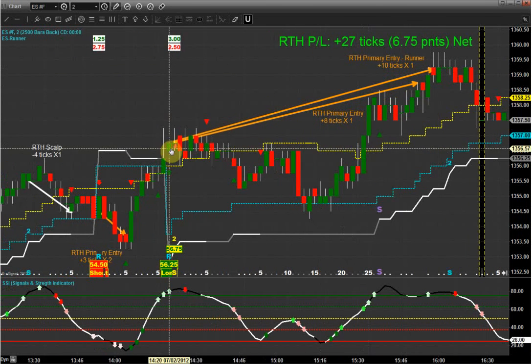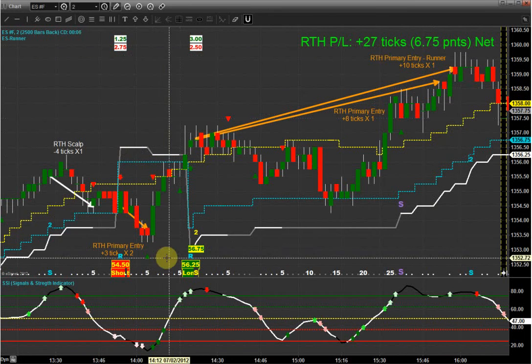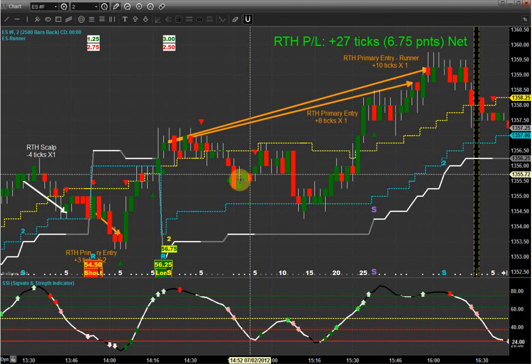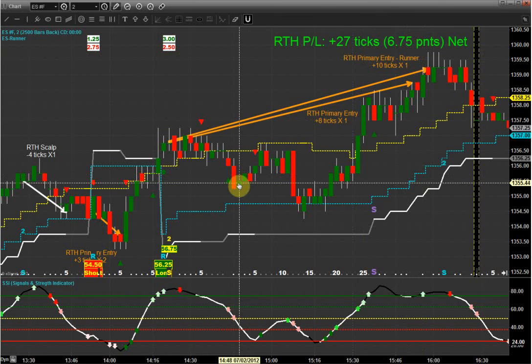So the profit for regular trading hours was 27 ticks when you add up all the numbers applied to 1 contract. For those that take more than 1 contract, obviously you made 6 3/4 points today on what was a very choppy day to trade. This was a choppy day to trade.